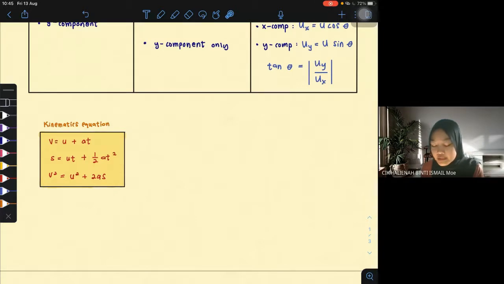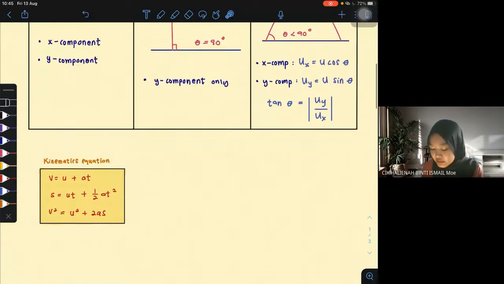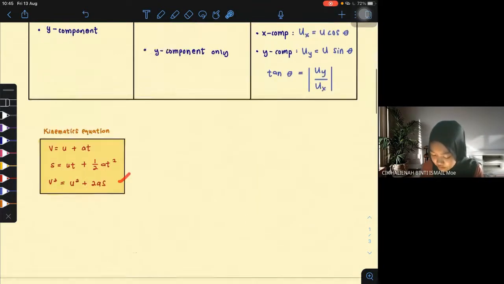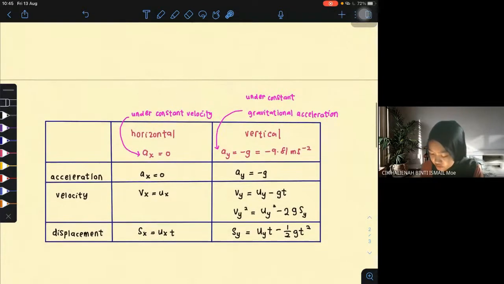a bit of difference here. The kinematics equation we used before is for linear motion, for a straight line, going forward and backward. We use that equation for that. But for projectile, because a projectile goes up and then goes down, there is a bit of difference here, which is we are going to use this equation instead.